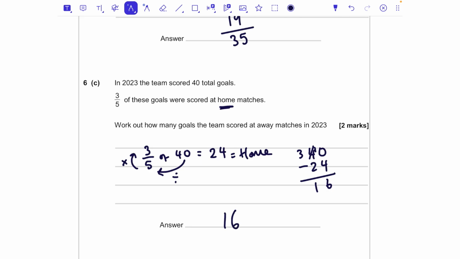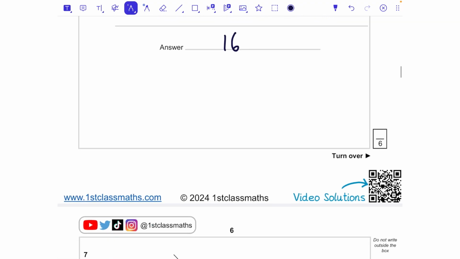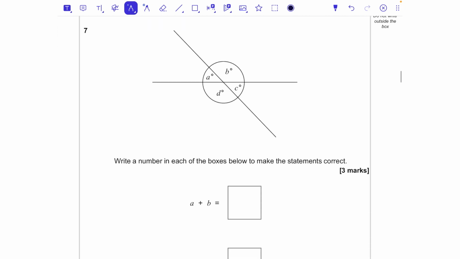Now, you could have just done 2/5 of 40, because if 3/5 were scored at home, then 2/5 were scored away. So that would have been another way to get the answer there. But however you did it, the answer needed to be 16.